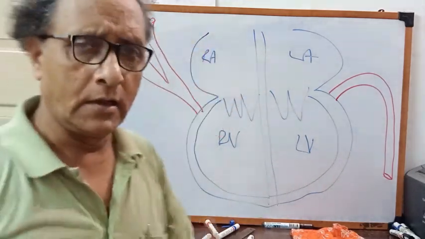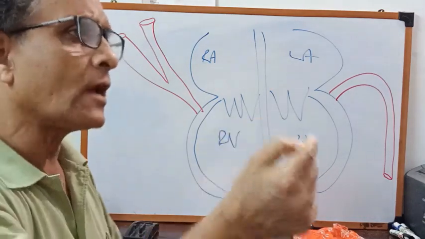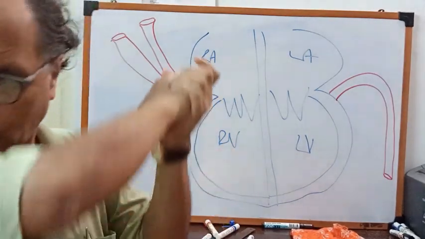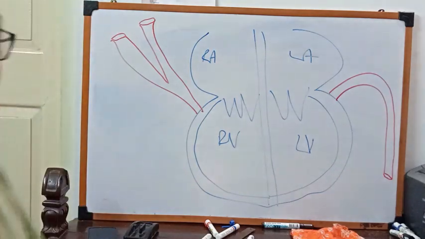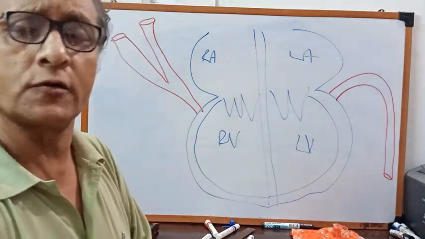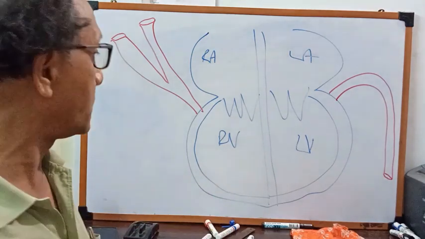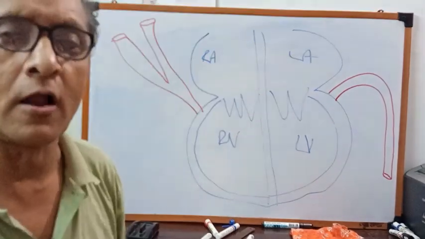Now, as it is a cycle, you can start anywhere and end anywhere. So let us start. We customarily start in every book, that is the standard teaching. We usually start with the closure of the AV valve.